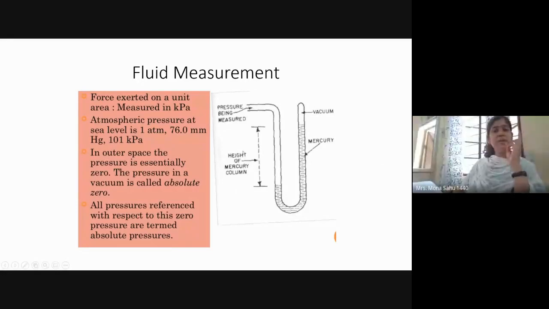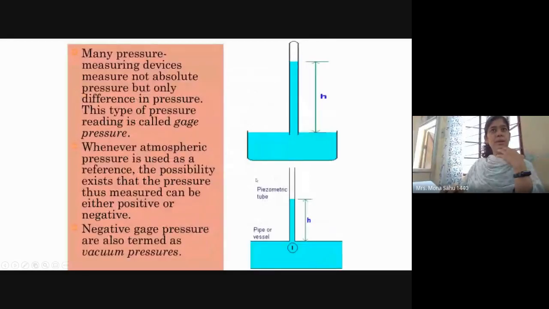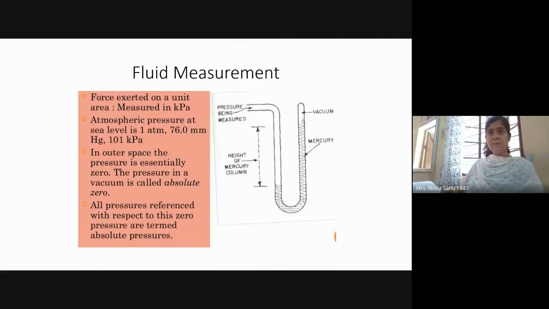So now we will take two measurement types. One is the barometer and the other one is the manometer. But another concept that we need to understand before we go ahead is that many pressure measuring devices measure not absolute pressure but only the difference in pressure. This we have to understand. That is nothing but gauge pressure. For example, this is the vacuum pressure, and the height of the mercury column has increased, and this is the pressure being measured.